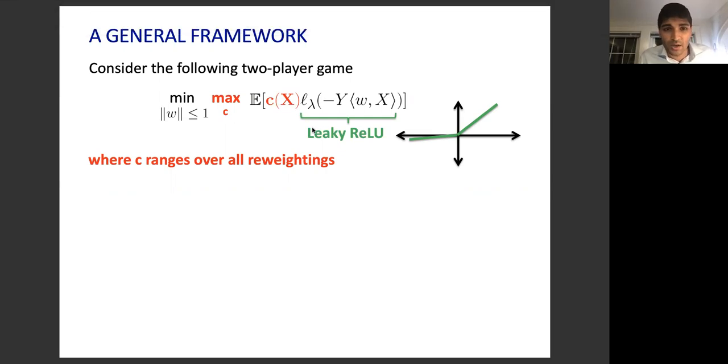I see that there's a question in the chat. So the question is, what's the intuition behind using this hinge loss instead of something more symmetric like a logistic curve?